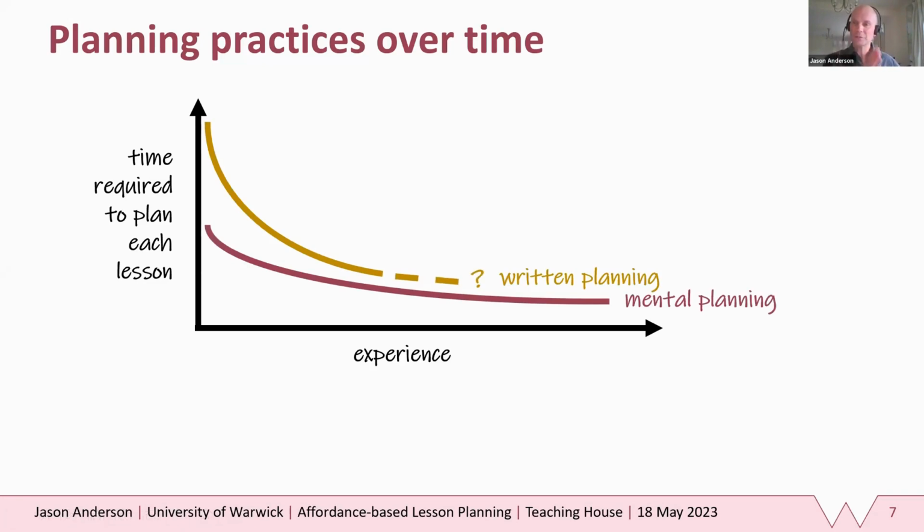Now, note that there are no specific figures on these scales because this is the rough trend. Individuals will vary to some extent, obviously. And we can see that with time, both our written planning and mental planning goes down. That's not surprising. And it goes down very steeply to start with.